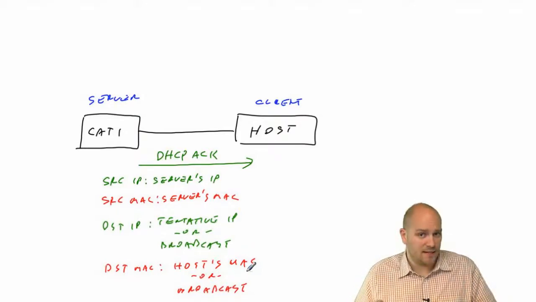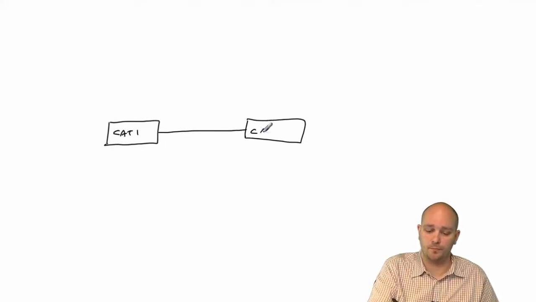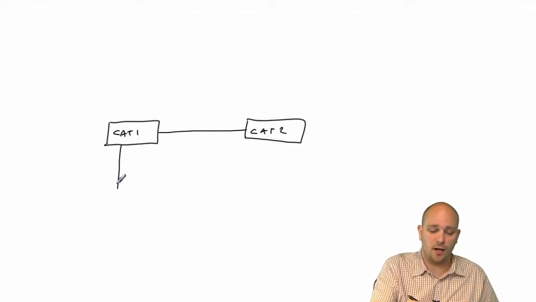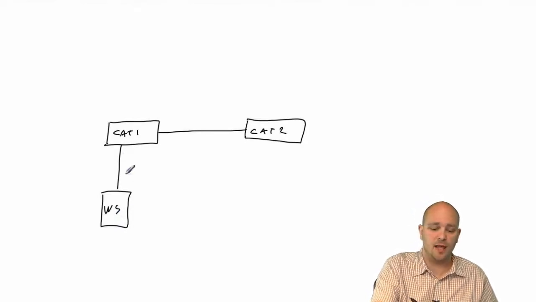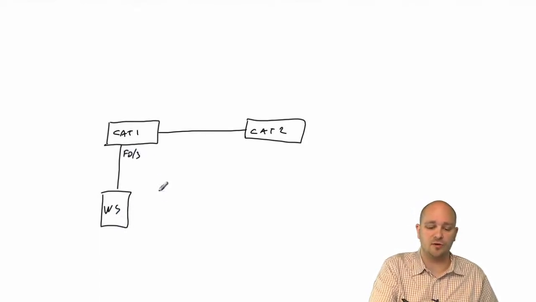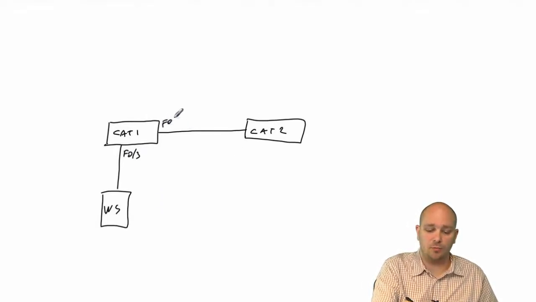Enough theory. Let's see this in action. To see this in action, I'm going to set up, again, a very simple test network. I'm going to be using two switches, Cat1 and Cat2. And off Cat1, I'm going to connect my Wireshark listening station because I want to observe all these packets that I was talking about. This is going to be connected on FastEthernet 0/3 of Cat1. Cat1 and Cat2 are going to be interconnected on port 24. And I'm going to make this a trunk.